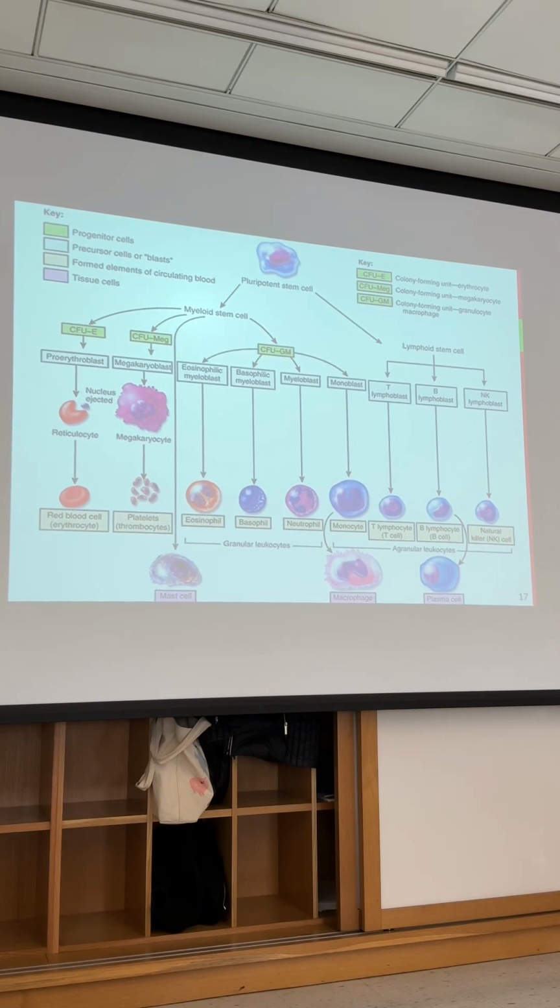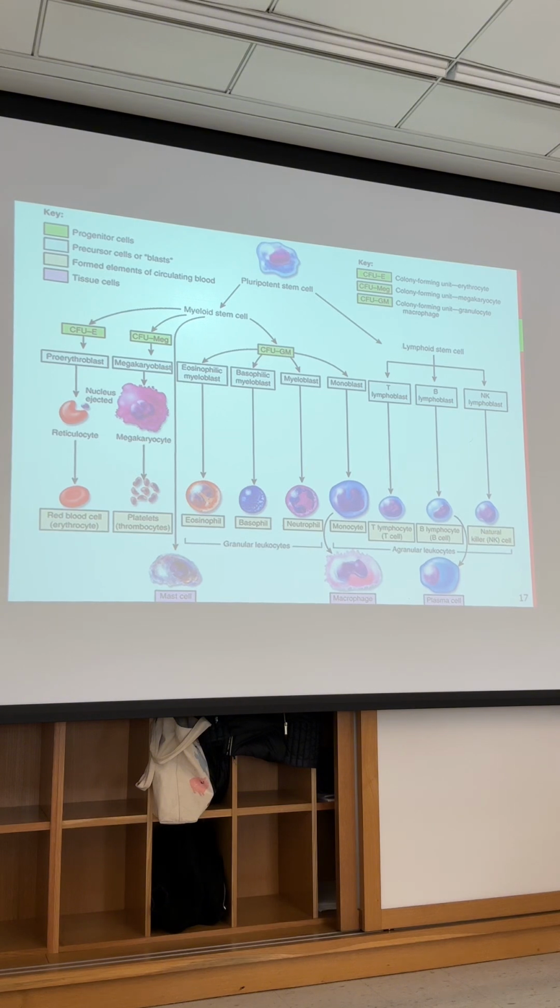It means it has, pluri means many, and then potent means sort of possibilities or potentials. So there's many potentials or many possibilities. It just means that it can become all these different cell types, okay? Which is kind of redundant because that's what the word stem cell means, by definition. Stem cells are cells that can go on to become other cells.